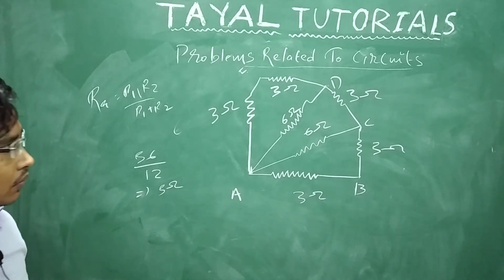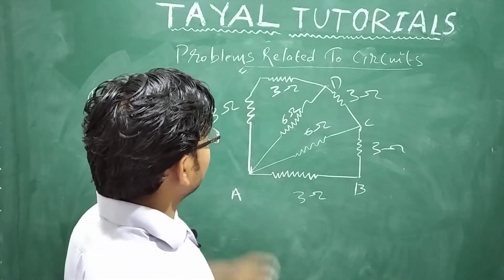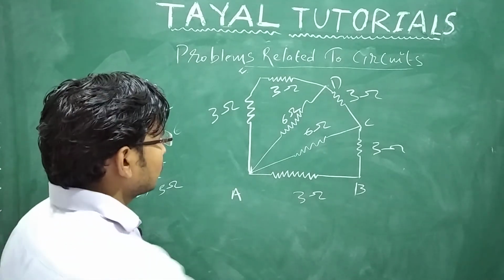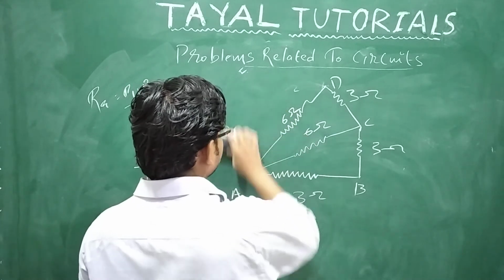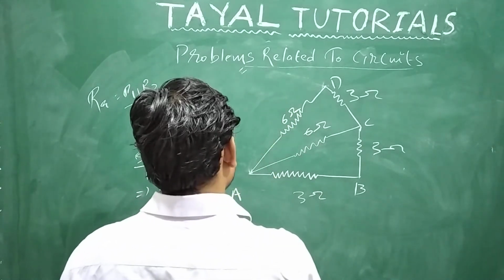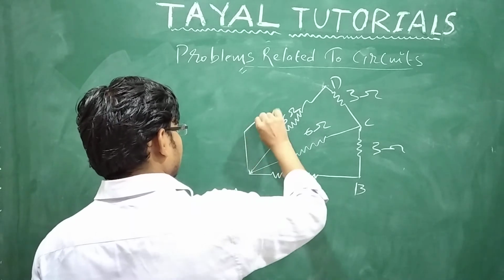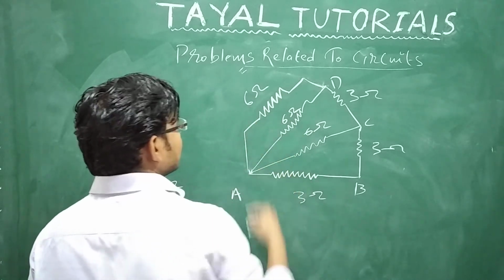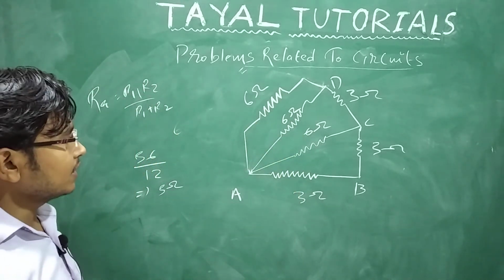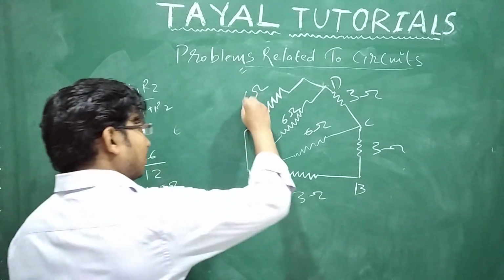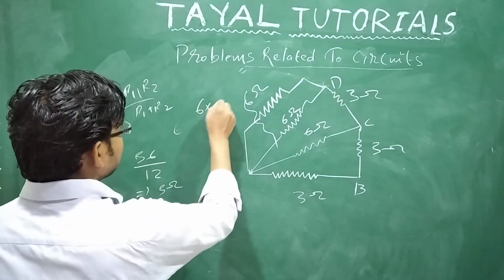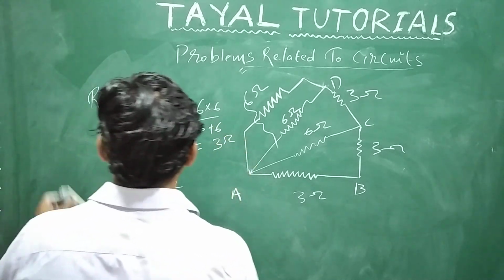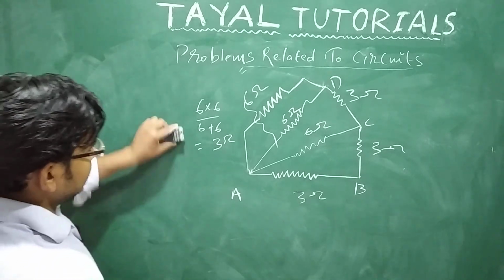Now again you can see that this 3 ohm and this 3 ohm are in series. I can simply add these two resistances because they are in series. 3 plus 3 results in 6 ohm. 6 into 6, 36 upon 6 plus 6, because these two are still in parallel. So we can apply 6 into 6 divided by 6 plus 6, that results in 3 ohm again.